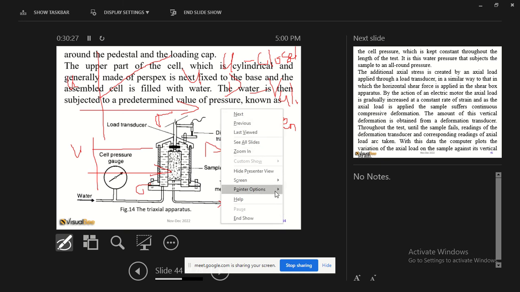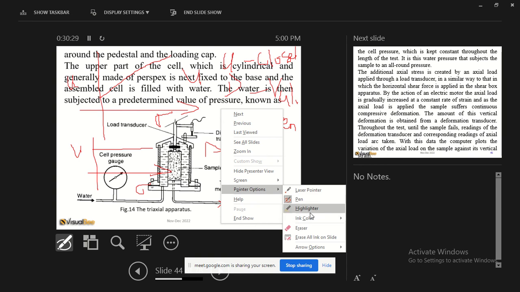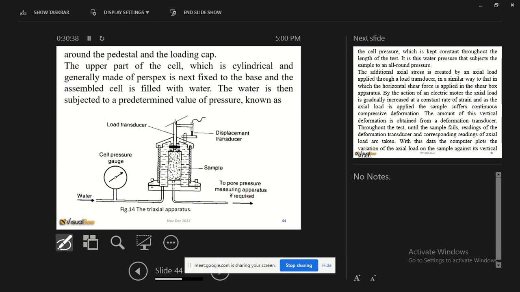Now this test is also done with a check. You have to make sure this sample is saturated. These samples you obtained from the soil may lose water. You want to make sure the sample is saturated with water. How do you do this? You apply what is called a back pressure.